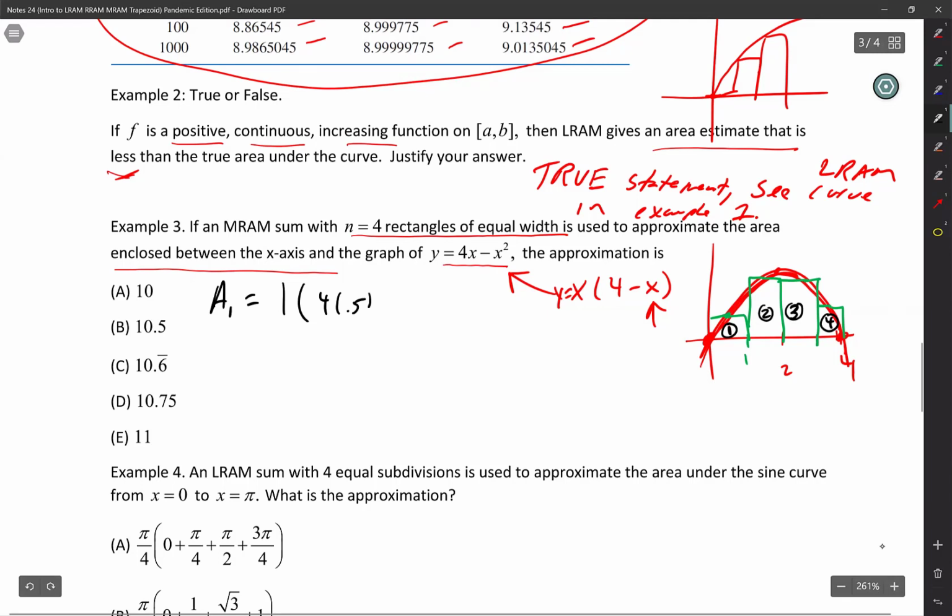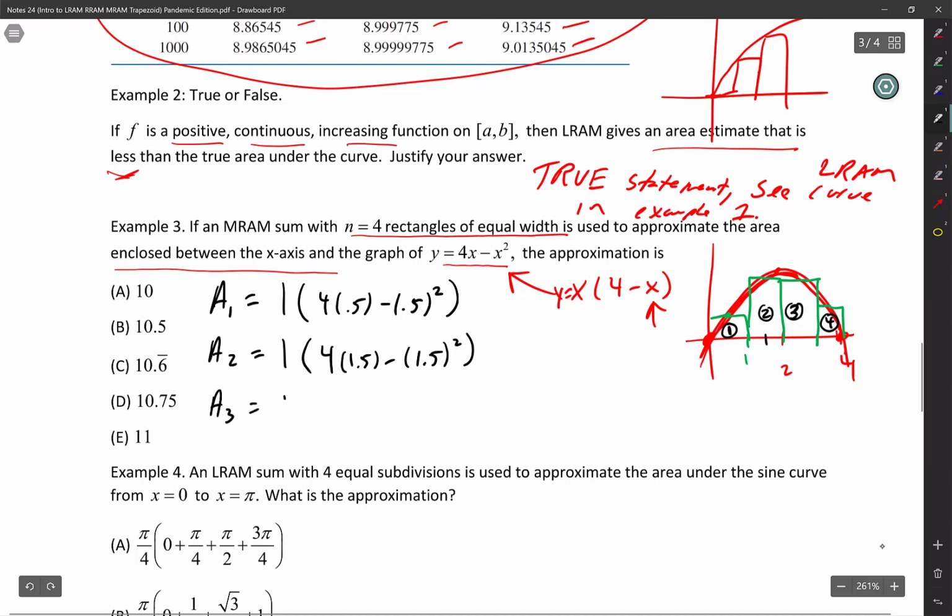4 times 0.5 minus 0.5 squared, whatever that is. I don't know what that is. I'm going to find out. Rectangle 2. And rectangle 2 and 3 should have the same area, by the way. 1 times 4, and we're using the middle, 1.5 minus 1.5 squared close.